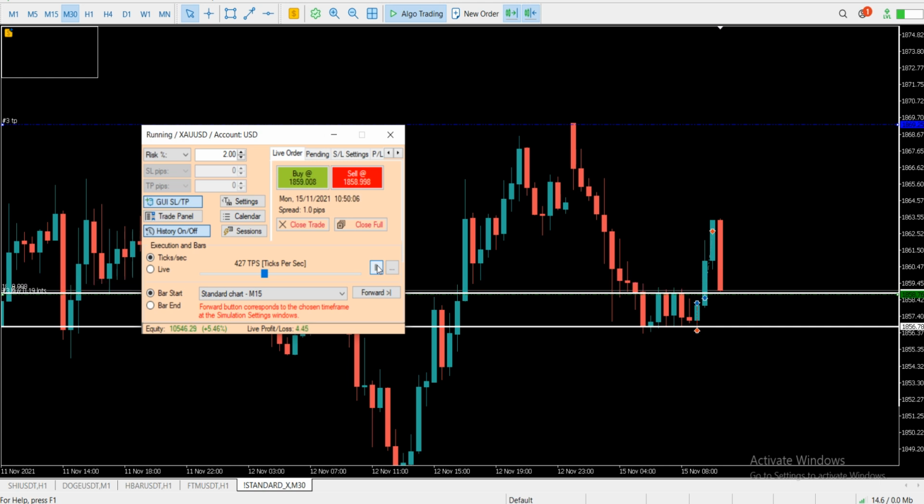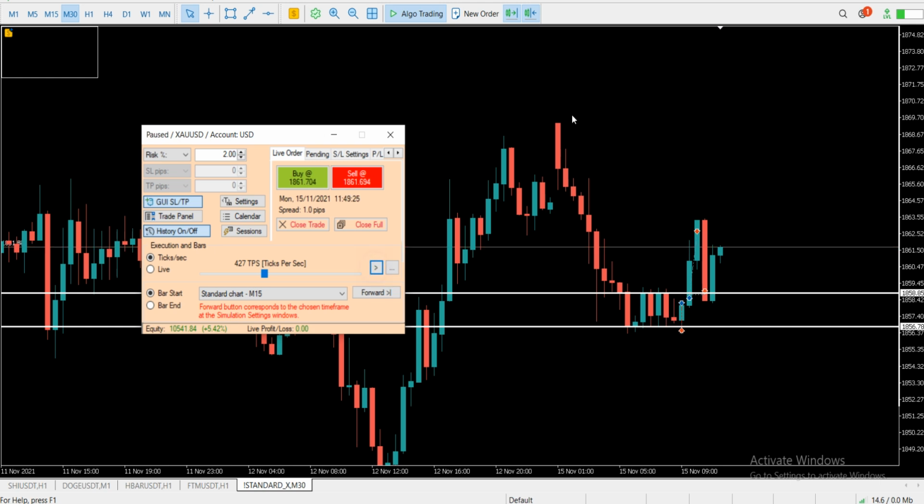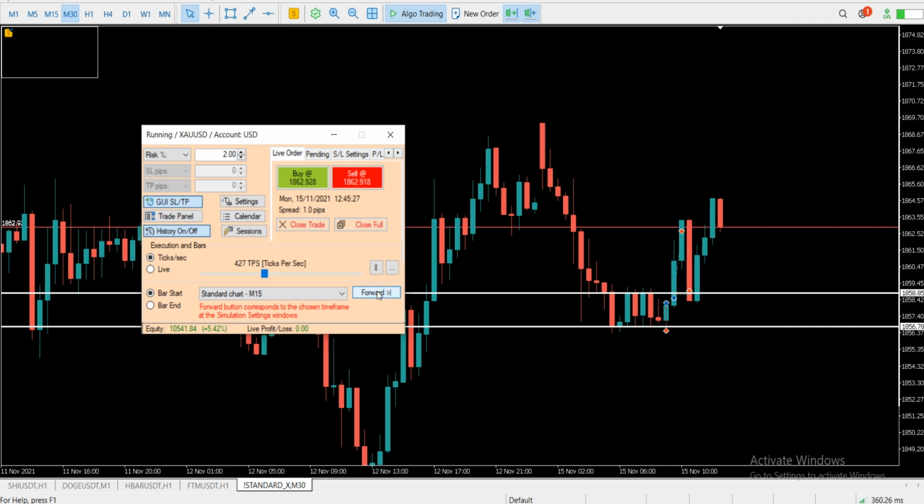Okay, we are maybe coming down for a retracement. I think I have made a very good decision of closing the trade. Okay, forward the candles, and let's move on to the next day.